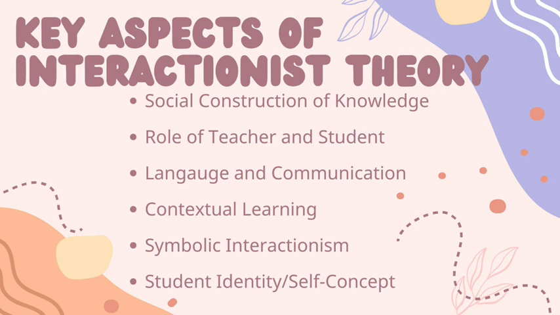There are 6 key aspects of interactionist theory in education: social construction of knowledge, the role of teachers and students, language and communication, contextual language, symbolic interactionist theory, and student identity self-concept.